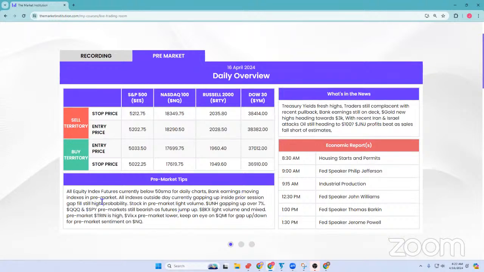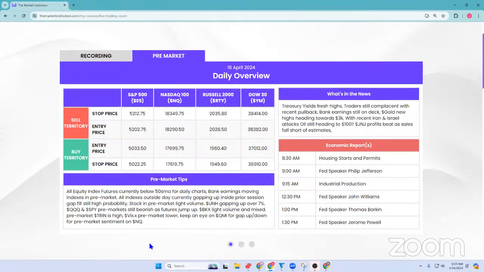Bank earnings moving the indexes in the pre-market, and some of the earnings that came out caused the pre-market to show a very strong move up or a strong move down, but the lack of volume is what's causing a lot of that big price move. All indexes are an outside day, currently gapping up inside the prior session's range, which leads to a higher probability that the gap will fill. So as they're gapping up, we don't want to go long. We want to wait for price to come back, fill the gaps, and look for the demand zones in those areas. Stocks in the pre-market were on lighter volume.